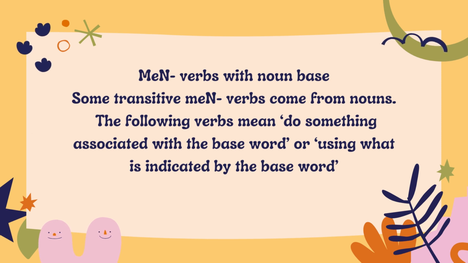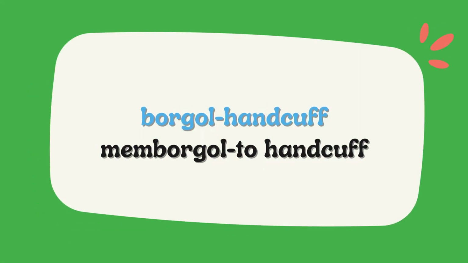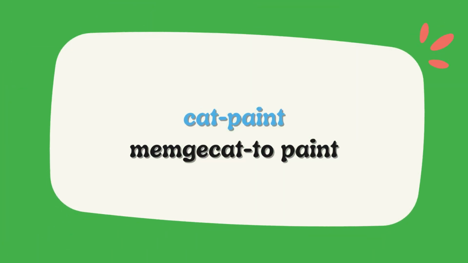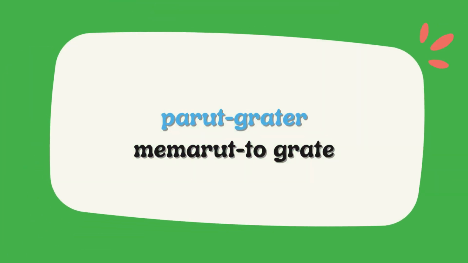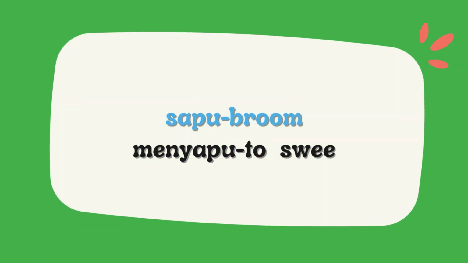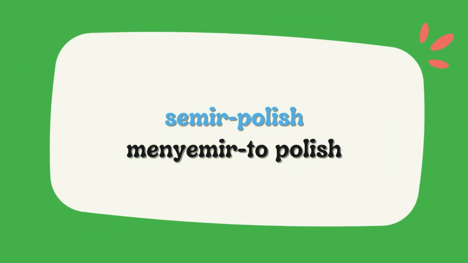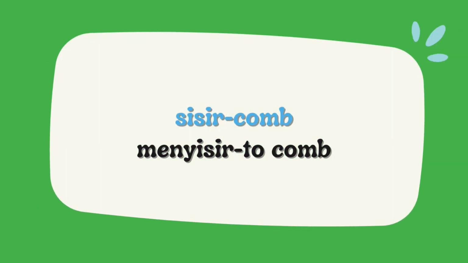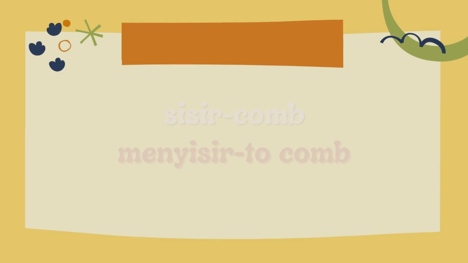Men- verbs with noun base. Some transitive men- verbs come from nouns. The following verbs mean do something associated with the base word or using what is indicated by the base word. Borgol, handcuff: memborgol, to handcuff. Cat, paint: mengecat, to paint. Parut, grater: memarut, to grate. Sapu, broom: menyapu, to sweep. Semir, polish: menyemir, to polish. Sisir, comb: menyisir, to comb.